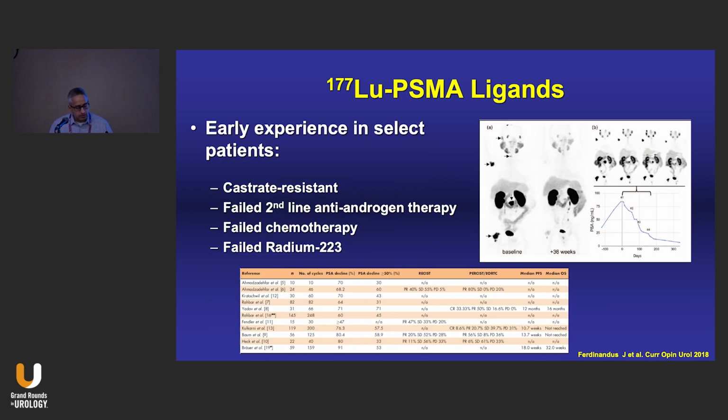The early experience with lutetium PSMA was really in heroic cases: castrate-resistant prostate cancer that had failed first-line and second-line anti-androgen therapy, failed chemotherapy, and had failed radium-223. You gave this in a heroic sense, and there were very positive responses, and it set the stage for a trial.